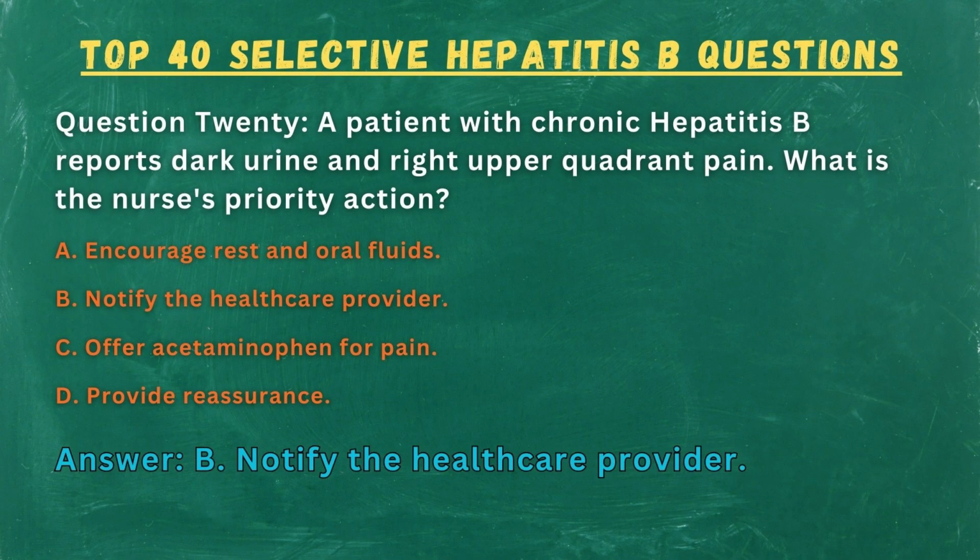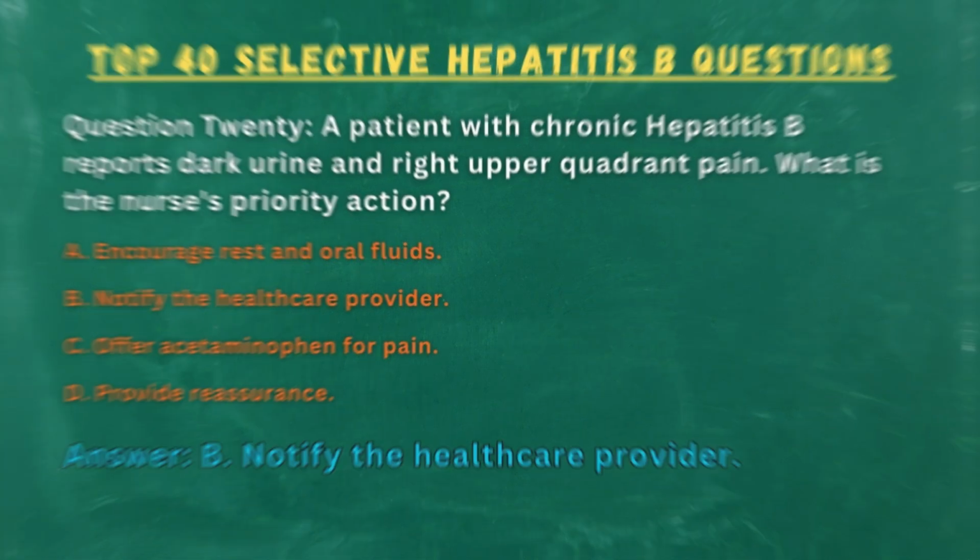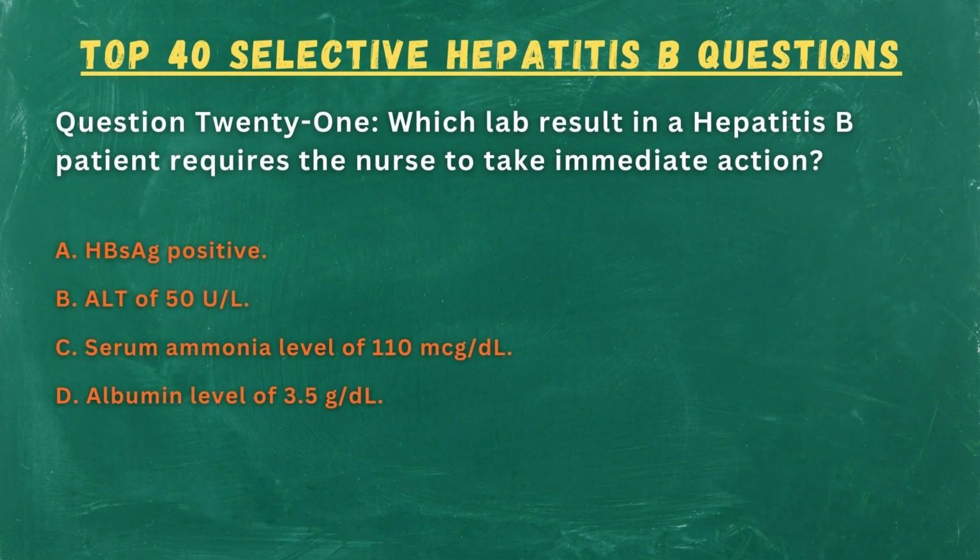Answer: B. Notify the healthcare provider. Question 21. Which lab result in a hepatitis B patient requires the nurse to take immediate action? A. HBsAg positive. B. ALT 50 U/L. C. Serum ammonia level of 110 micrograms per deciliter. D. Albumin level of 3.5 g/dL.